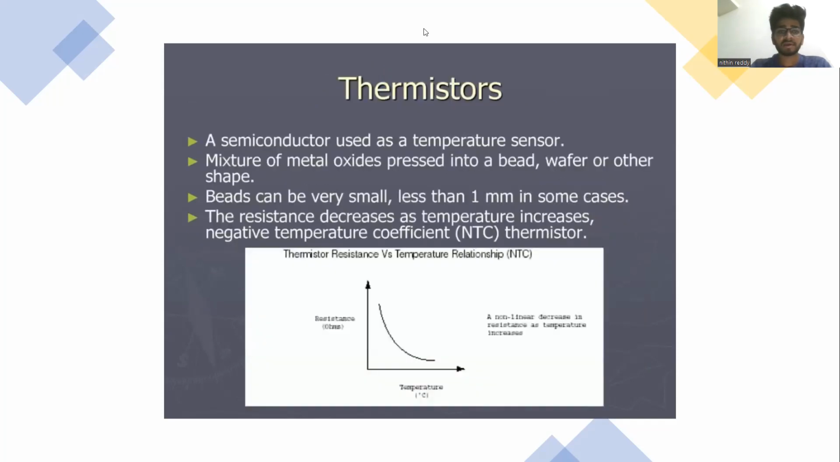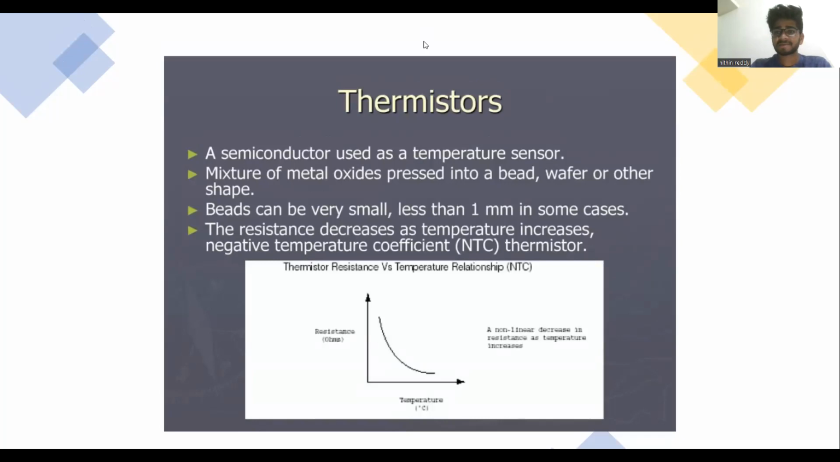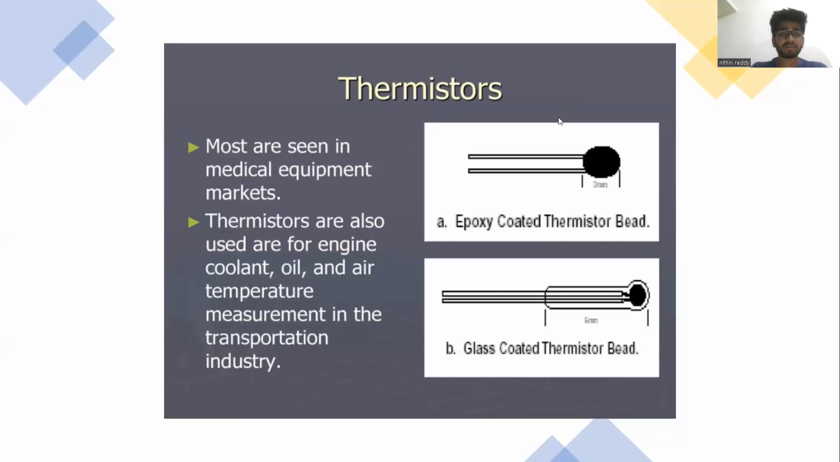Thermistors. A thermistor is a semiconductor used as a temperature sensor. Mixture of metal oxide pressed into a bead, wafer, or other shape. Beads can be very small, less than 1 mm in some cases. The resistance decreases as temperature increases: negative temperature coefficient, NTC thermistor. Most are seen in medical equipment markets.